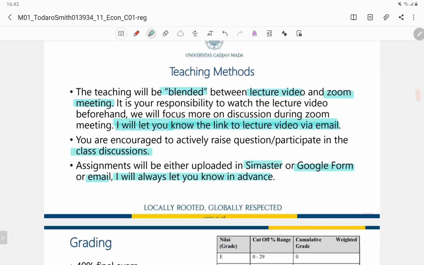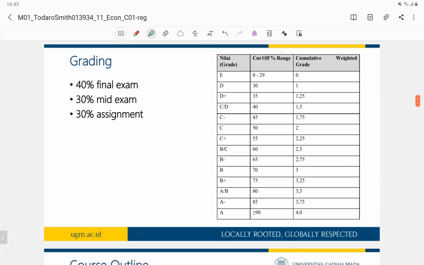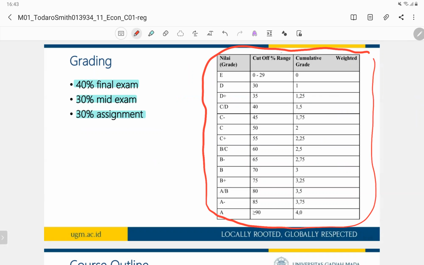And then the next one, this is the grading system that we use in this class. 40% of your final grade is from the final exam, 30% is from the mid exam, and 30% is from assignments. And this is the range of your final score. If your final score is above 90, then you will get an A. But if it's not more than 50 or not more than 45, then you will get C minus. So you can see the range in here.